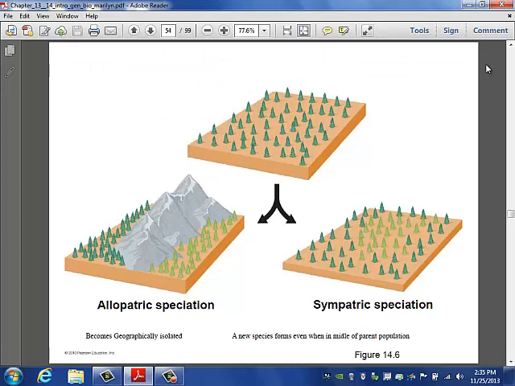So again, we see different populations here of what? Trees. In allopatric speciation, we're separated by big areas of land. Sympatric is when we start to see differences within a population. So you see the difference between the two.